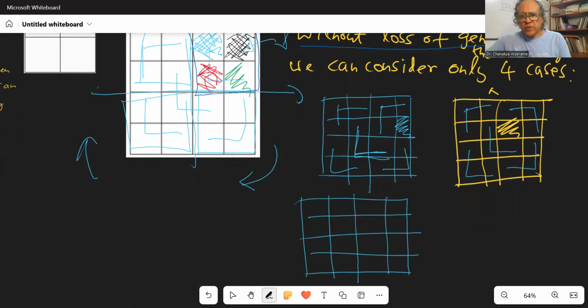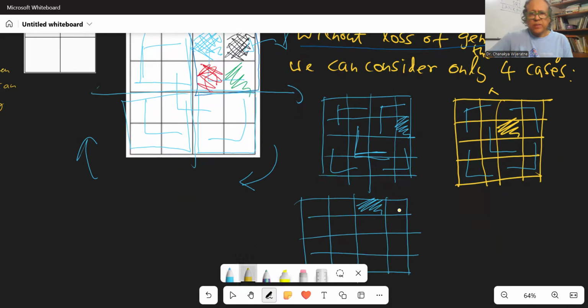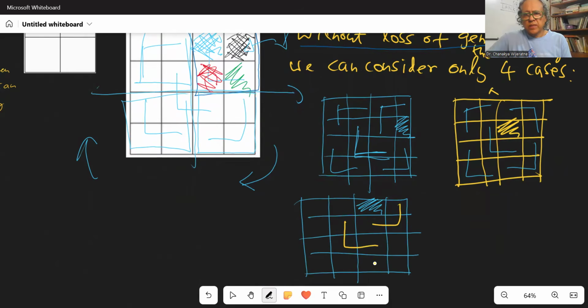So this square is removed, right? And we can cover this like this, like this, like this, like this, like this. All right, so we have shown that any 4 by 4 deficient board can be tiled by L-trominoes, right?